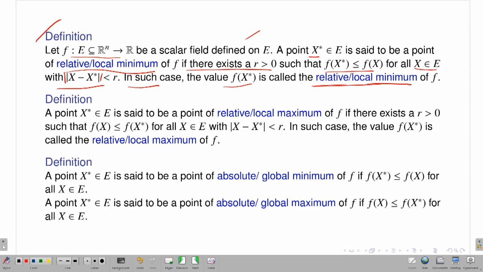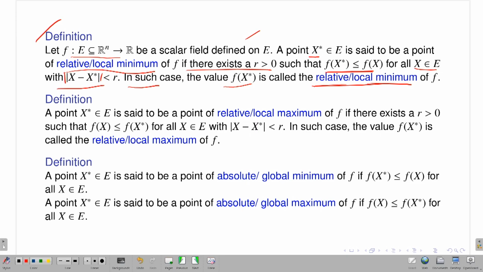Of course, one point you should notice is that I am dealing with a scalar field. Therefore, this ordering makes sense. Now, if instead of range R I had R2, this would no longer make sense. So, it is okay to deal with a scalar field. This is what is called relative or local minima.